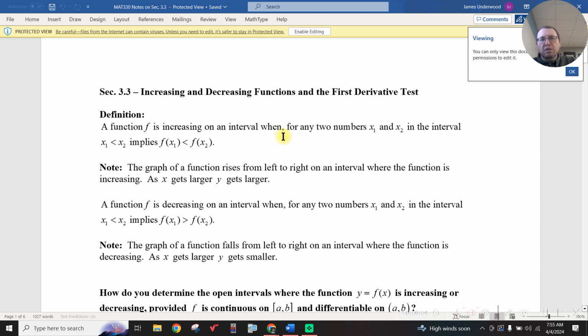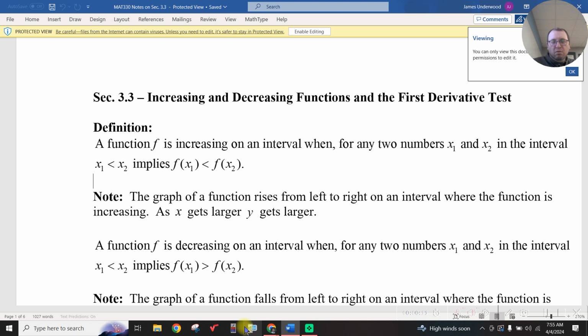Increasing, decreasing, first derivative test. So far in this chapter we talked about how to find a maximum and how to find a minimum. And I think it was Sophia yesterday who brought up the fact that the derivative would be zero at a maximum and zero at a minimum, right?